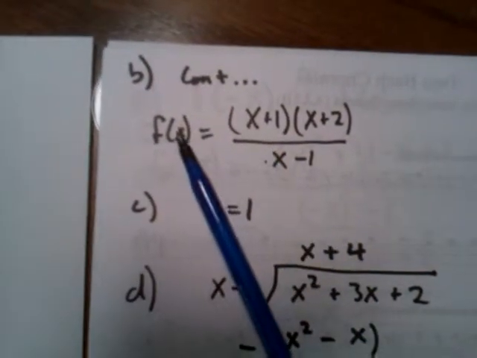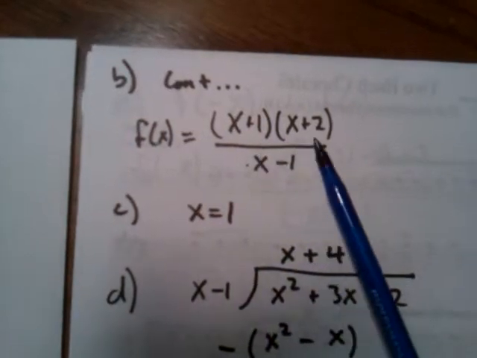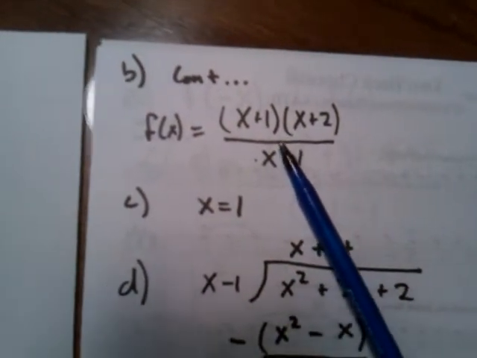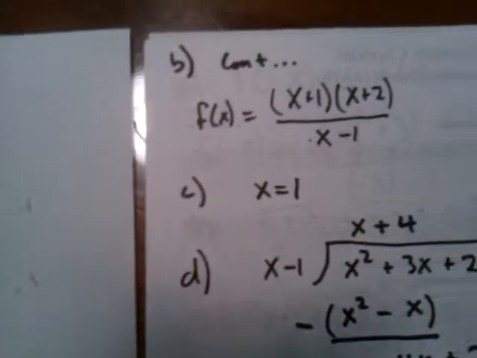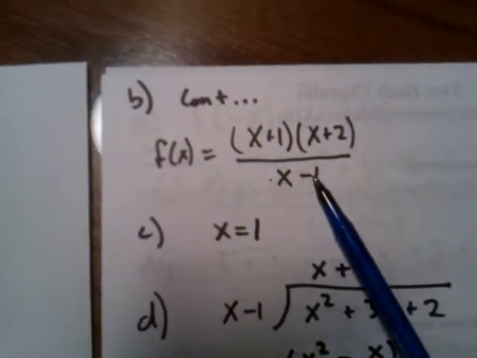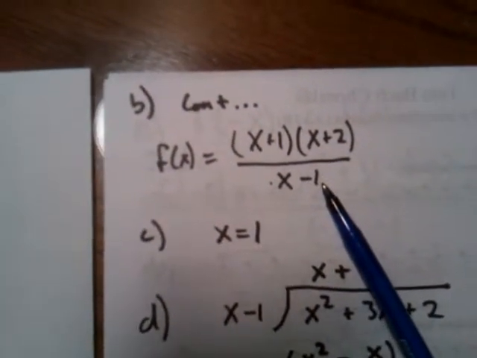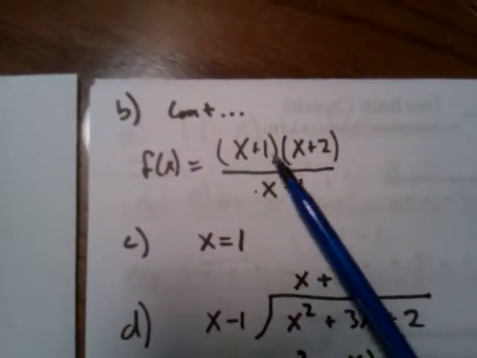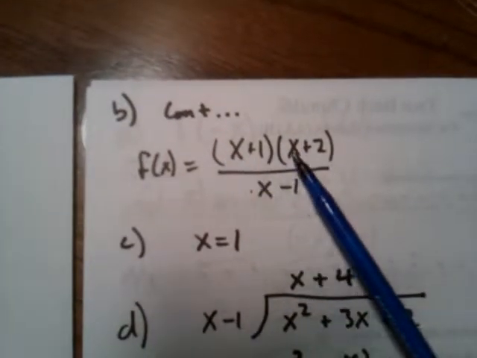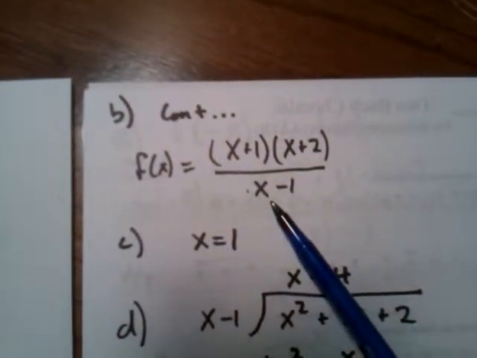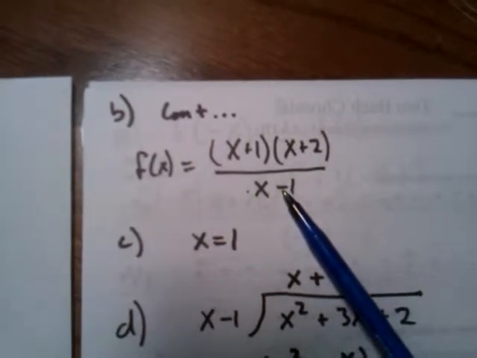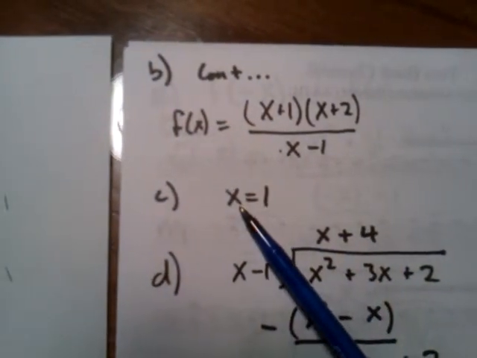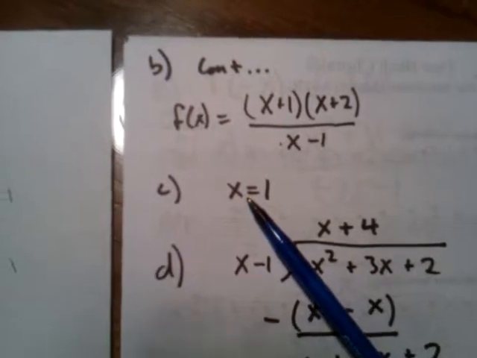And so we can write the function like this. Question C asks us to identify any vertical asymptotes. That happens when the denominator is 0, but you want to make sure that the denominator won't cancel with anything in the numerator. So it was a good idea that we factored this first, in case there was an x minus 1 up here that would cancel with this. At any rate, we know that at x equals 1, there's a vertical asymptote.